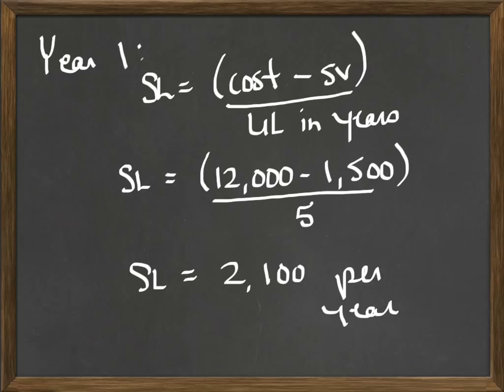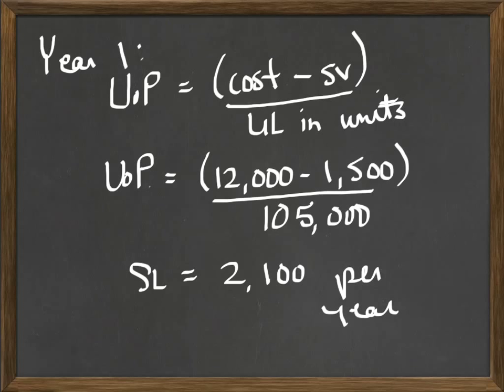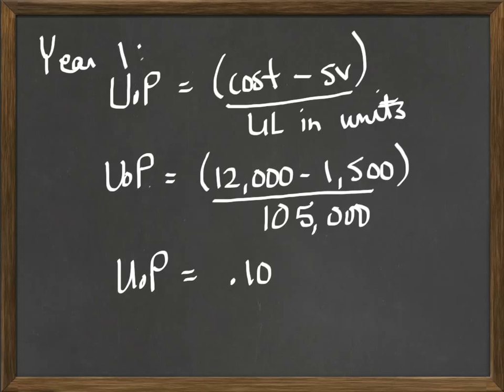Well, now units of production is a little bit different. So let's look at what the formula would be for units of production. For units of production, you would still take the cost and subtract out the salvage value. The difference is, instead of useful life in years, you would actually use the useful life in units. So in our formula, we would take the cost, $12,000, minus the $1,500 residual or salvage value. That's the same. The difference is, though, we would divide that by 105,000 units. When we do that, our units of production rate would actually become 10 cents.